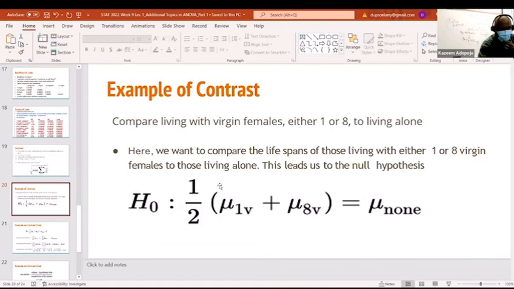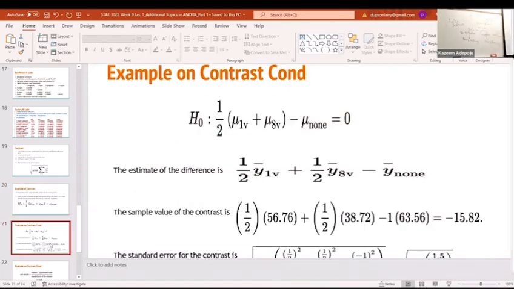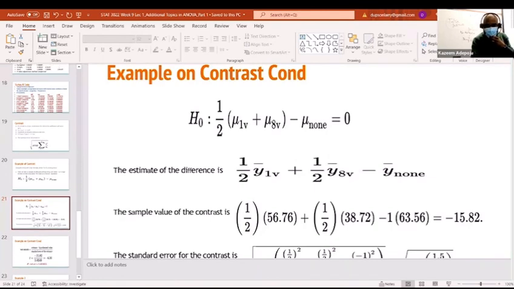If you want to see it again, the way we write it is basically going to look like that. Look at the H0. Half, half, -1. You see that? So the hypothesis we are testing here: if I live with a virgin, but the virgin has 2 levels, and compare with none, then I'm doing contrast. If I want to find the estimate of the difference, I'm going to plug in the mean. What is the mean for that level? 1 virgin, 8 virgin, and none. I'm going to plug that in. Now the sample values of the difference actually give that. Then I need to find the standard error.